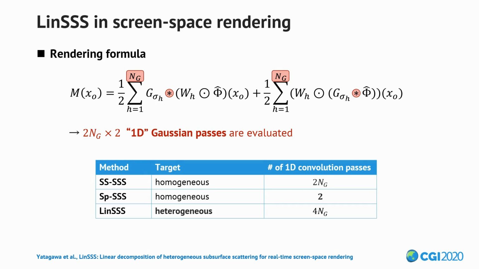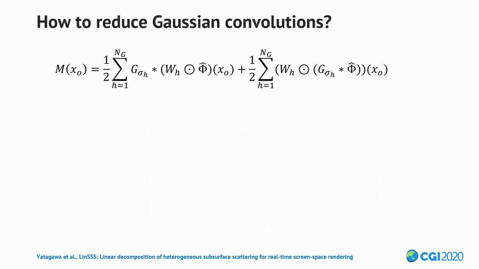Compared to the previous approaches for homogeneous subsurface scattering, 4n sub g is a little bit complicated, even though our LinSSS can be used with heterogeneous subsurface scattering. So we try to reduce the computational cost to evaluate this equation. First, we introduce a relaxation to reduce the number of the convolutions included. Please look at the term in the first dimension.